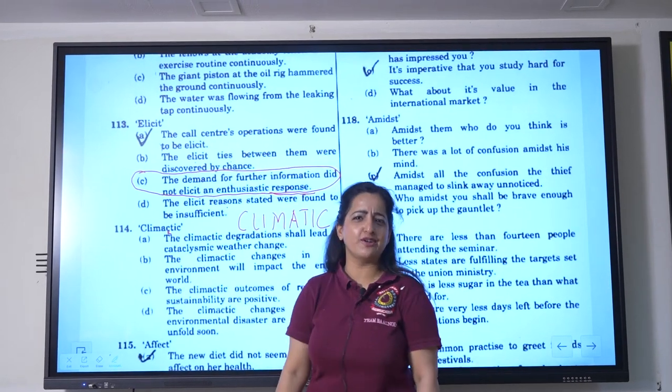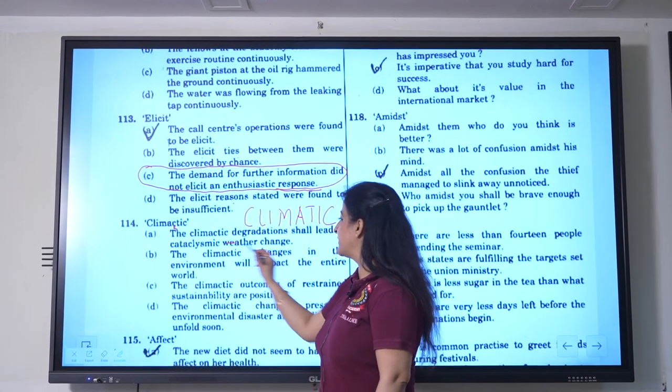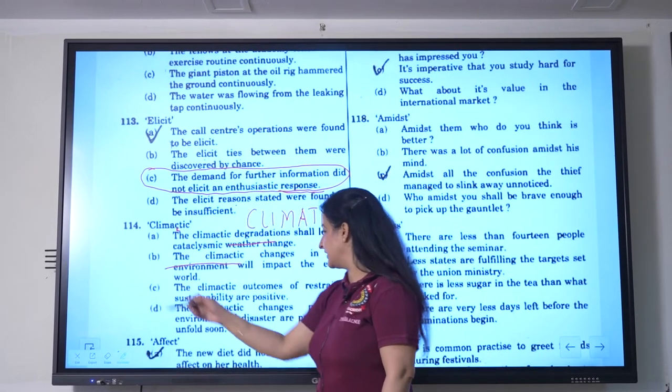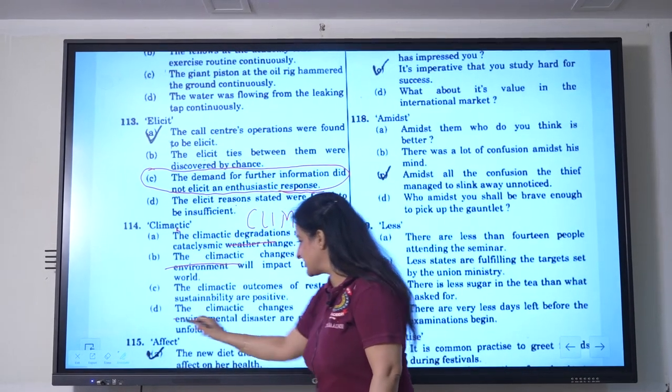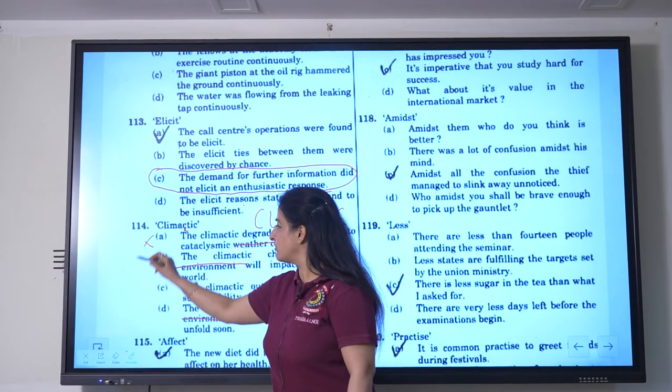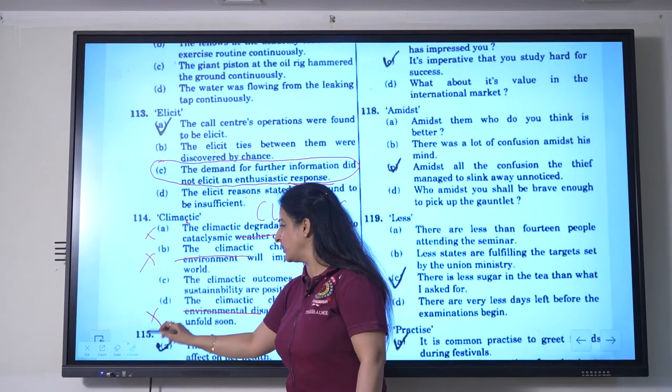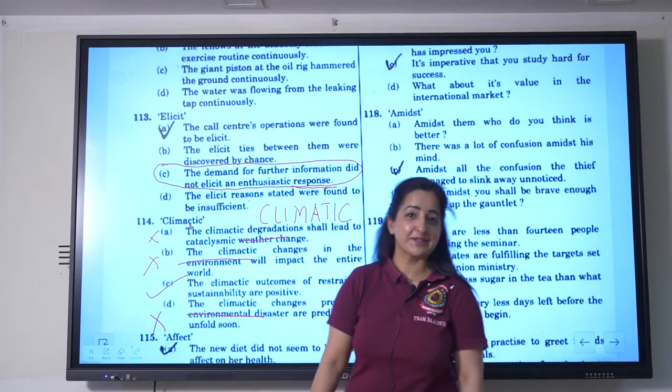So, why don't you rule out those options? Jahan jahan climate, weather, ye galat hai. Environment, ye galat hoga. Aur kya hai? Environmental disaster, galat. So, that's how you rule out alpha, you rule out bravo, you rule out delta. Answer kya hai? Chali, right?